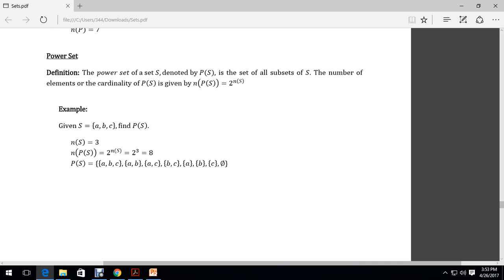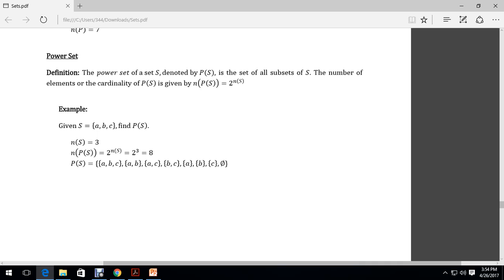Now, since n of S is 3, then 2 to the n of S would be 2 to the 3, which is equal to 8. 8 represents the number of subsets in the power set of S. In which case, the power set of S would be this set. The first subset of S is the set containing all 3 elements. Next would be the subsets containing 2 elements. So we have the following combinations: AB, AC, and BC.